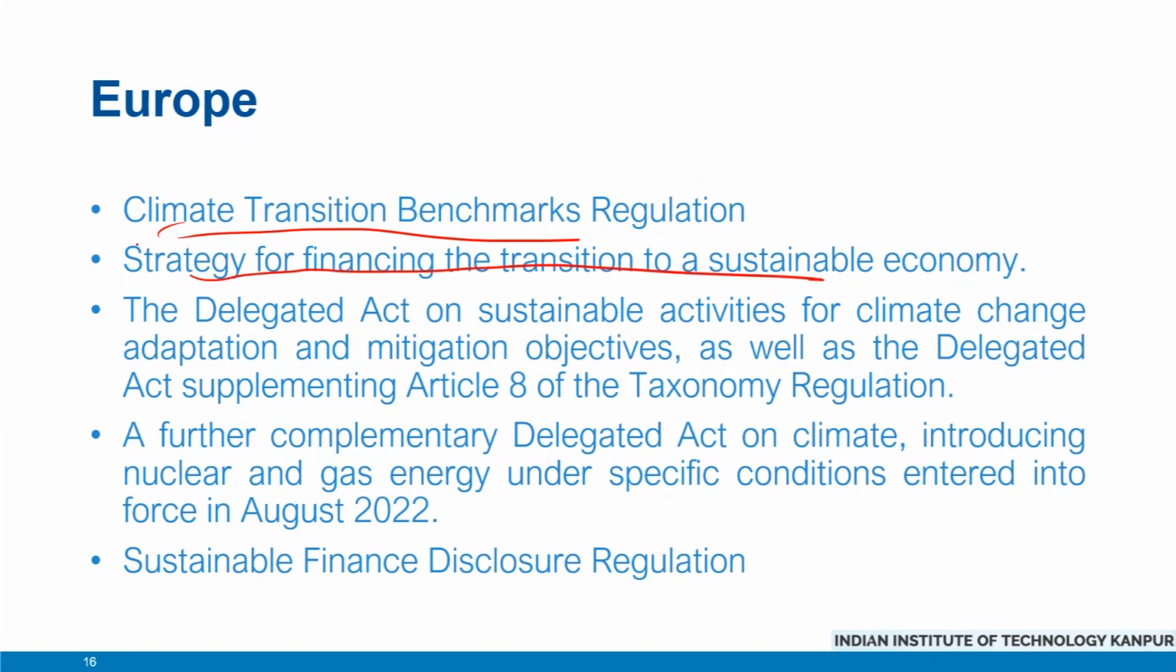The strategy restated the European Commission's commitment to the sustainable financing agenda and aimed to support the financing of the transition to a sustainable economy by proposing action in four areas: transition finance, inclusiveness, resilience and contribution of the financial system, and global ambitions. The taxonomy regulation entered into force in July 2020.